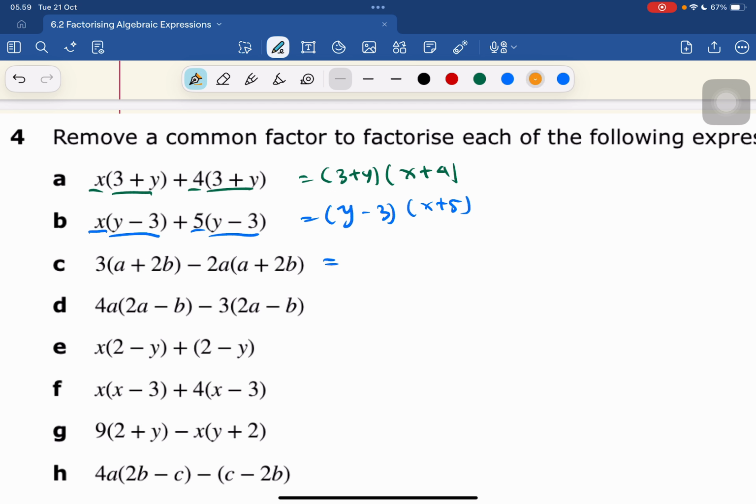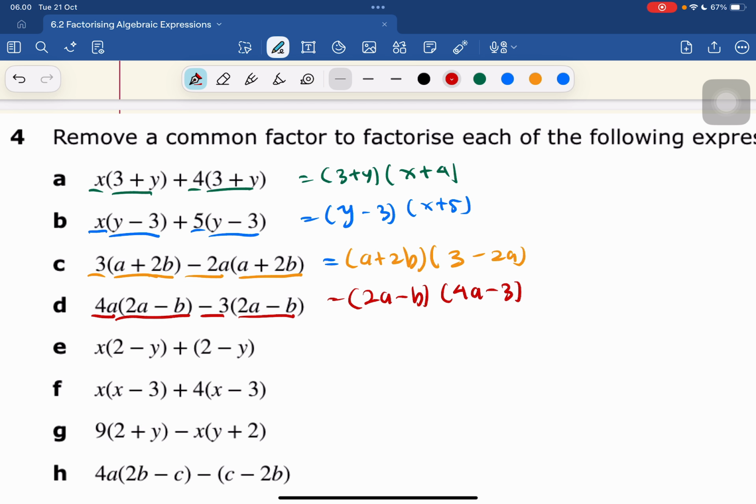Next, we got a plus 2b, so we can write it a plus 2b multiplied by 3 minus 2a. Here we got 2a minus b and 2a minus b, so we can write it 2a minus b with 4a minus 3. Okay. Look at the x minus y, 2 minus y and 2 minus y. So we can write it 2 minus y, x plus 1. So 2y times x and then 2y times 1.